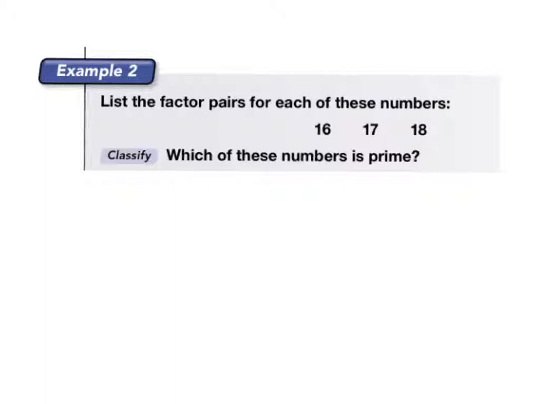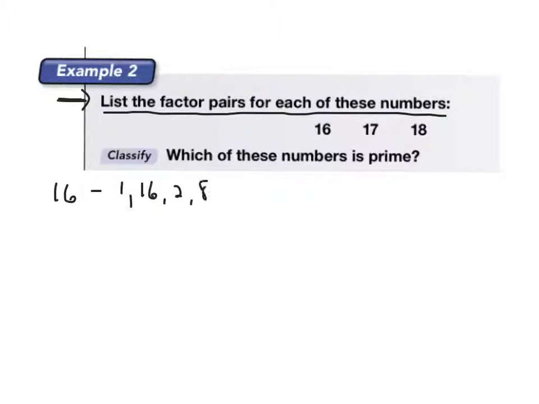Example 2, write this down. They want you to list the factor pairs for each of these numbers. Write that sentence. List the factor pairs for each of these numbers, and then which one of these is prime. So 16, the factor pairs, that means numbers that multiply to get 16. So 1 and 16, and 2 and 8, and 4 and 4. So these factor pairs multiply to get 16. So is this prime or composite? That would be composite.